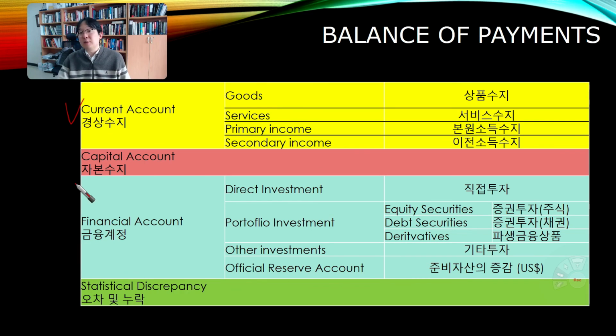First item is current account, and it's called 경상수지 in Korean terminology. That's a current account and capital account and financial account and statistical discrepancy. Four different items you can think about. Current account is 경상수지. It's about trade. Capital account is 자본수지. And then financial account is 금융계정.